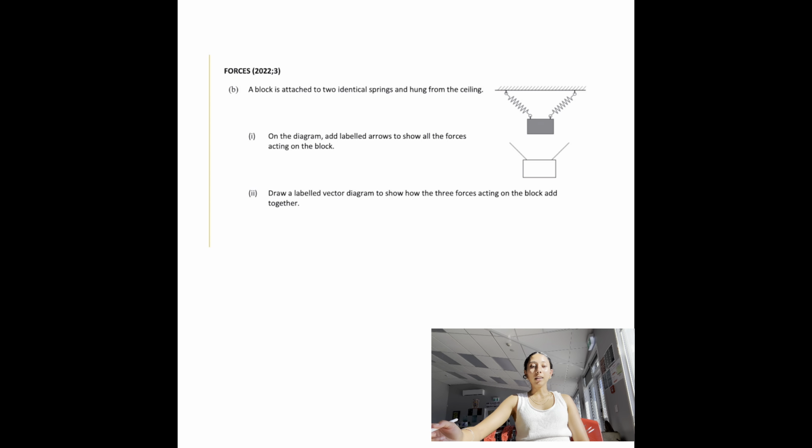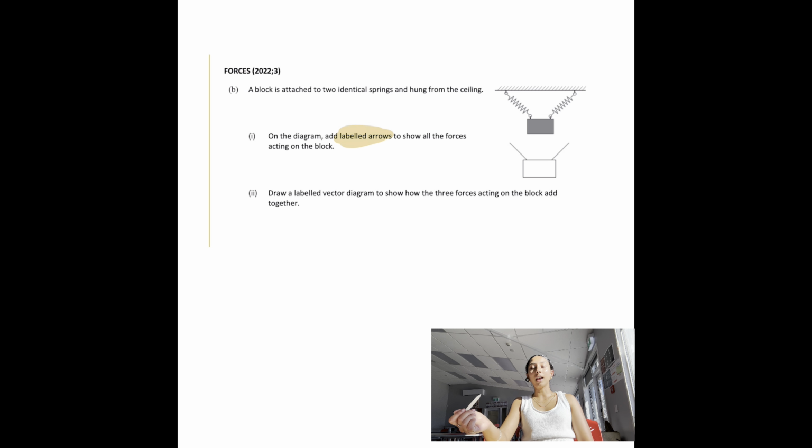We are going to be tackling a little past exam question, 2022 from the mechanics paper. And it says right here, a block is attached to two identical springs hung from the ceiling. The first question is asking us, on the diagram, add labelled arrows to show all the forces acting on the block. Let me just highlight the important thing that it's asking us to do.